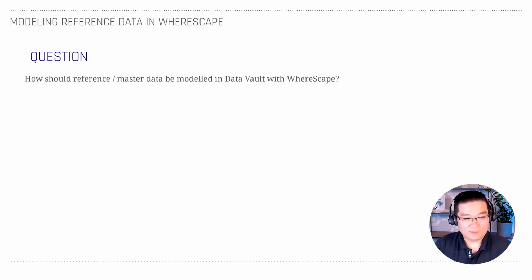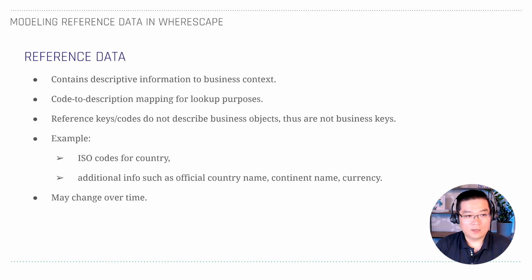We have a question here from an audience member, as I mentioned: how to model reference or master data in Data Vault with WhereScape. So just a quick introduction into reference data in Data Vault 2.0. Data Vault 2.0 defines reference data as descriptive information to enhance a certain business context.